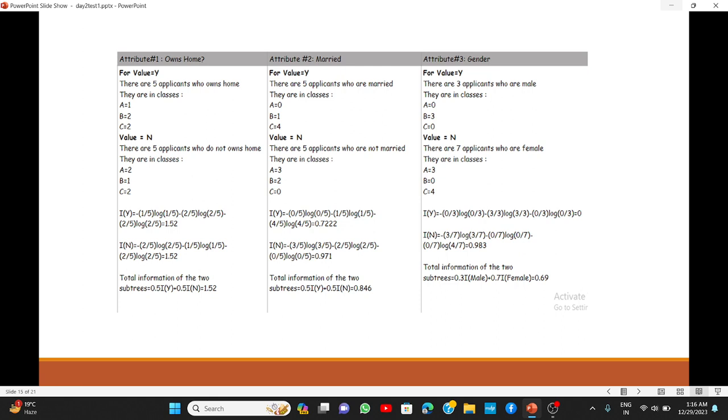So information for Y is 0.72222. The information for N is 0.971. Total information of the two subtrees is 0.846.